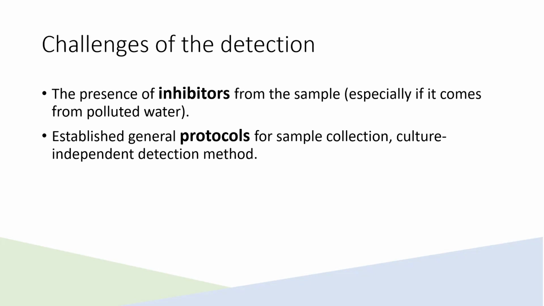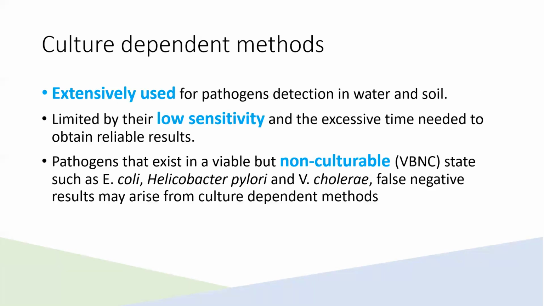The other challenge is inhibitor from the sample. Especially if we use water, there is polluted water that can kill our pathogen. So it also will be an inhibitor. Establish a general protocol. So we need a fixed, standard protocol for detection in the laboratory. But the problem is one pathogen and another pathogen sometimes have different methods or different protocols to conduct. So we have to do several tests for several suspected pathogens.